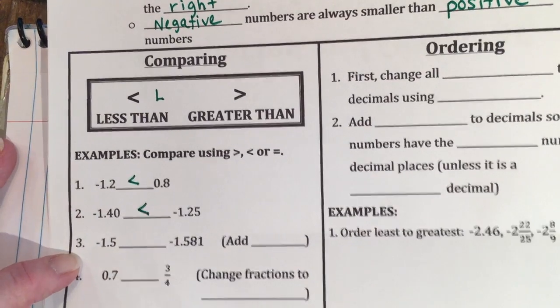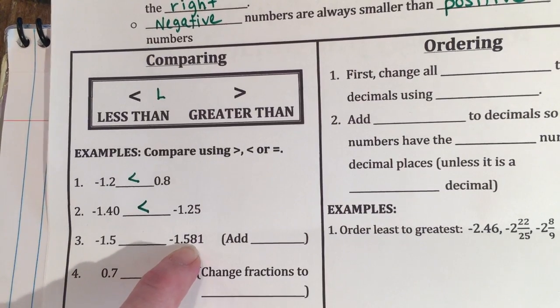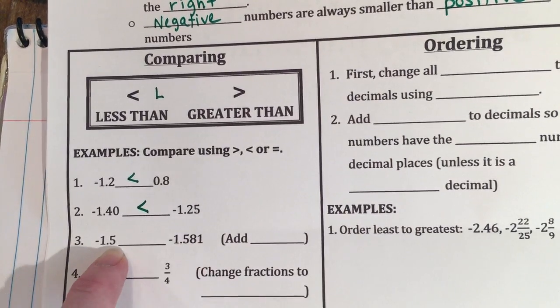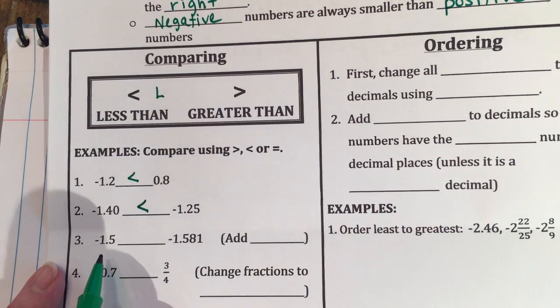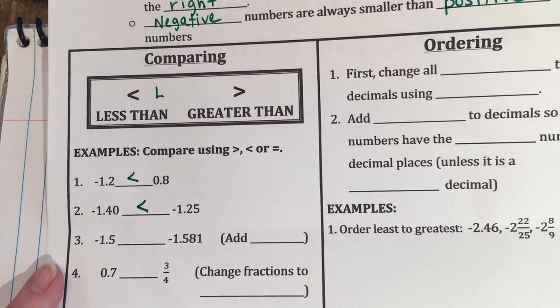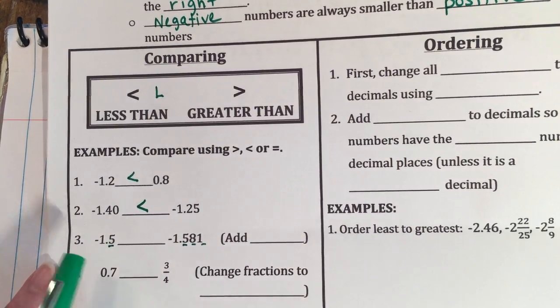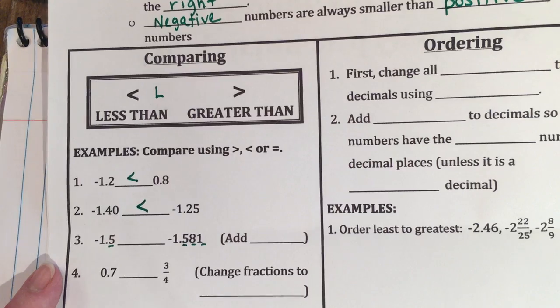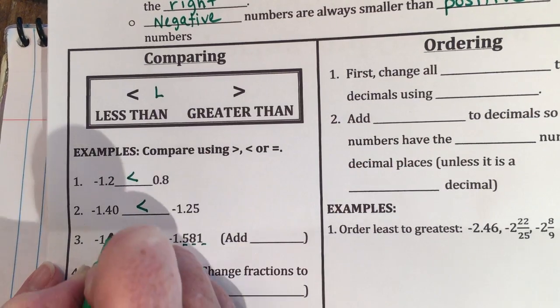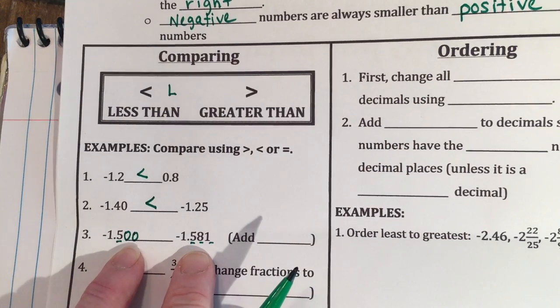All right, in the next example, I have -1.5, and I'm going to compare that to -1.581. Now, here's one of those times where we need to do something to the numbers before we compare them. It is dangerous to try to compare them without making sure they have the same number of decimal places. So look at this one. This has 1, 2, 3 decimal places. This one just has 1. So what could we do so that we could make this number have the same number of decimal places as this one without changing the numbers? Well, one thing you can do is add zeros. There are 3 here, so I need to add 2 zeros here. Now I'm looking at a number with an equal number of decimal places.